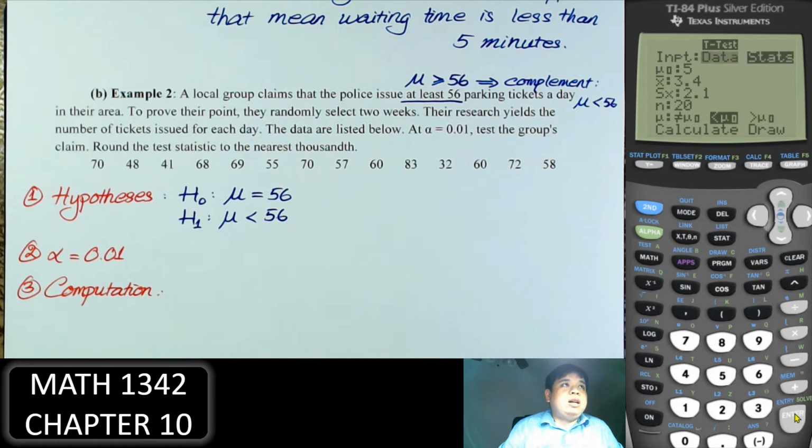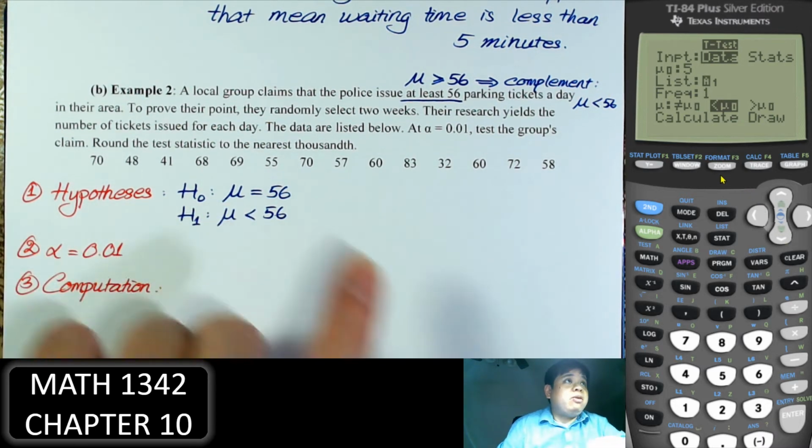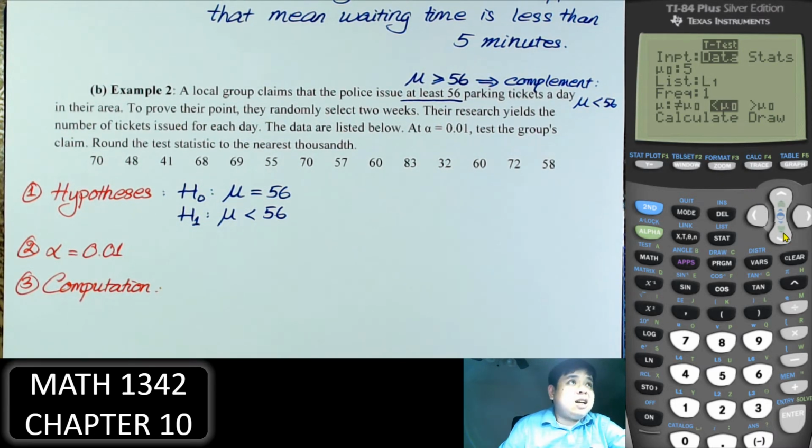Now we do the t-test the same way, but this time we choose data. Data comes from this one, and then we specify that mu is less than 56. So if we have data, we just use data. If we are given statistics of that sample, use that. Otherwise, if we have data, use the data. So less than 56.